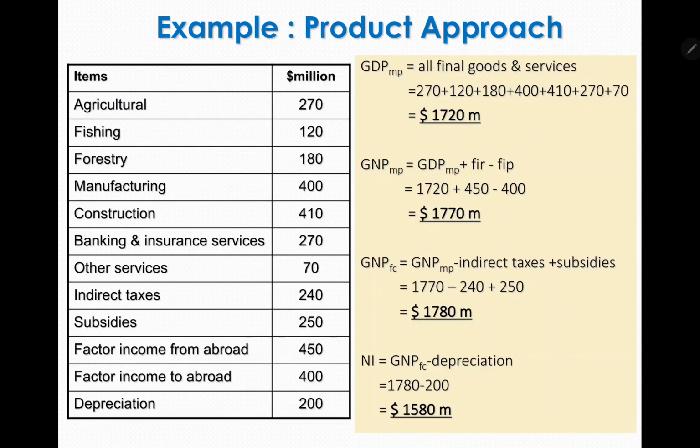So next we move to the product approach. The formula is not CIGXM for the product approach, because we have too much of this economic sector, so you cannot just outline everything, it's too much. So that's why we just use the formula as all final goods and services. So the formula would be GDP MP equals the value of all final goods and services.